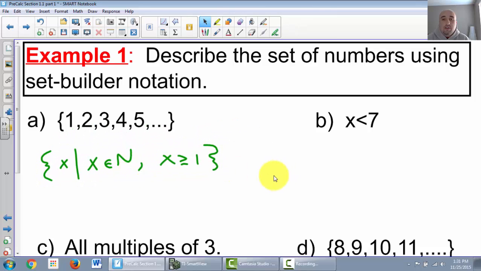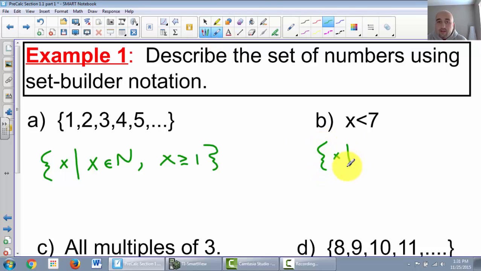Okay, let's do the next one here. It says x is less than 7. x is less than 7. All right. So what do we think about this one? All right. So we have to start our set. I need my pen.